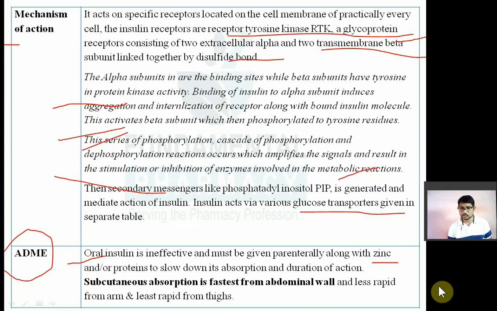So insulin is given by the subcutaneous route. Remember, it can be given into different subcutaneous sites, for example, gluteus muscle, thigh muscle, or arm. But it is mostly absorbed from the abdominal wall. The fastest absorption of insulin is from the abdominal wall, and it is less rapidly absorbed from other sites. Remember. We'll see the next.